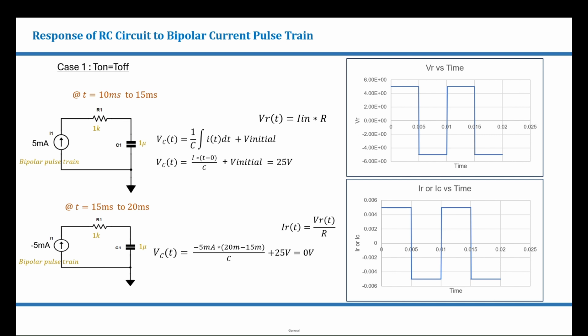Here we have calculated directly at 15 milliseconds and at 20 milliseconds. Let's take different time steps within 10 milliseconds to 15 milliseconds and see how the voltage across the capacitor rises to 25 volts. Now to capture the precise charging profile of VC, the voltage across the resistor and the current flowing through the circuit, the calculation is repeated in Excel with finer time intervals of 200 microseconds. Let's look at that.